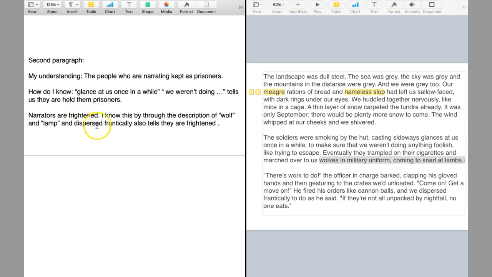Narrators are frightened. How do we know? By the description of the wolf: they are describing the soldiers as a wolf, themselves as a lamb, and "dispersed frantically" tells us how frightened they are. And they are saying if they are not all unpacked by nightfall, if they are not doing whatever they said, that is, unpacked means they talked about the crates here, isn't it? So if they are not unpacked by nightfall, by night, no one eats, they wouldn't get food.